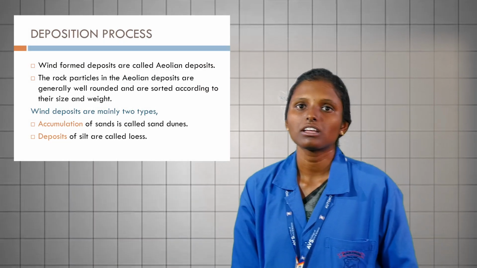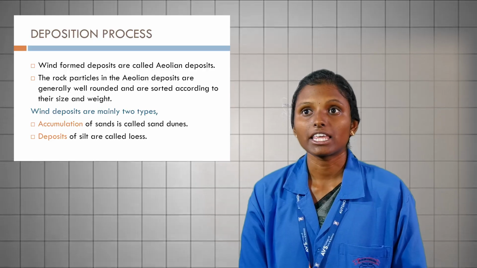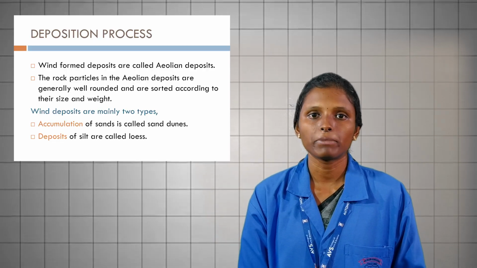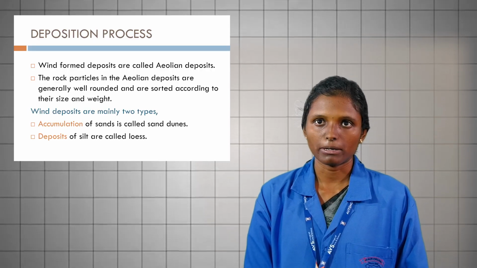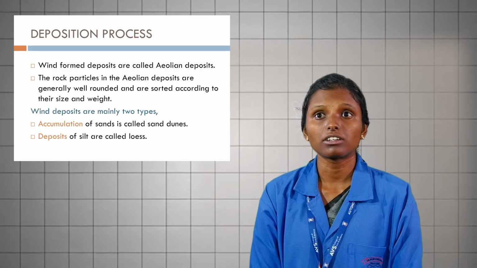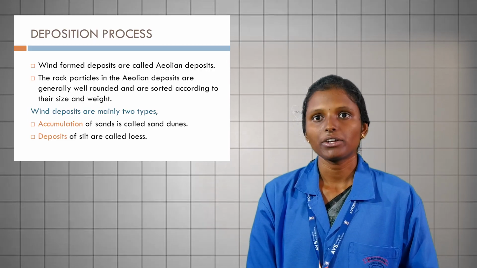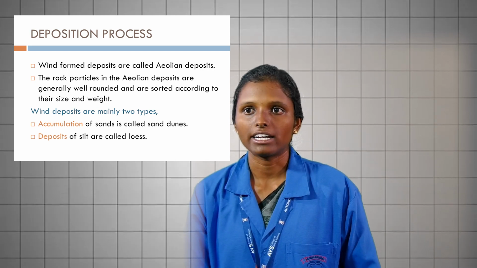And the next one is the depositional process. In the depositional process, the eolian deposits are formed. What is an eolian deposit? The wind-blown materials are deposited in certain areas. They are called eolian deposits. The rock particles in the eolian deposits are generally well rounded and are sorted according to their size and weight. Wind deposits are mainly of two types: sand dunes and loess.